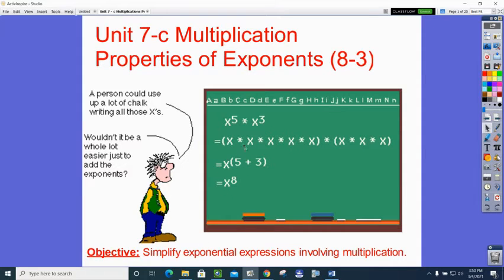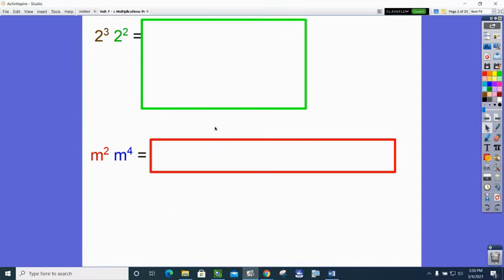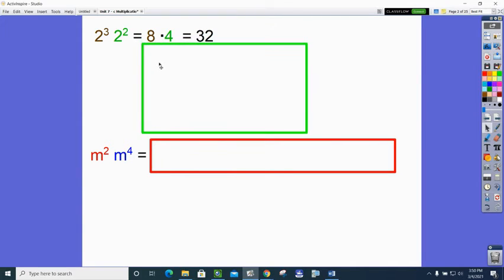So today we're going to use that rule that I've just shown you really quickly to simplify exponential expressions that involve multiplication. Let's start with numbers here. If I start with 2 to the 3rd, 2 times 2 is 4 times 2 is 8, and 2 squared, 2 times 2 is 4. So 2 to the 3rd times 2 squared is 8 times 4 is 32.